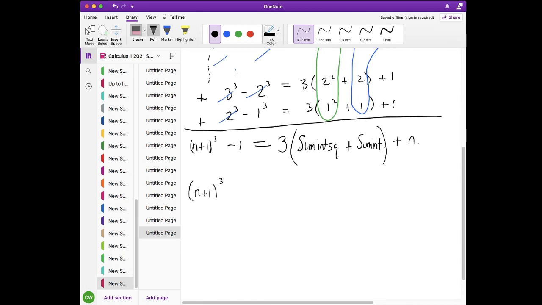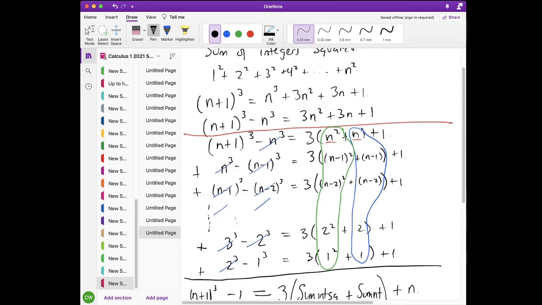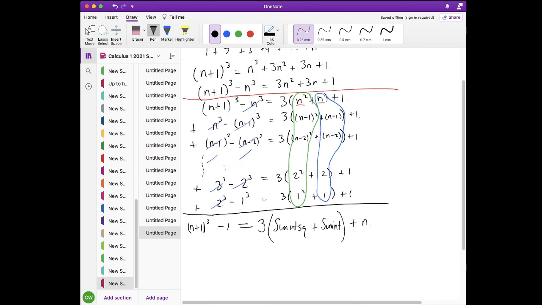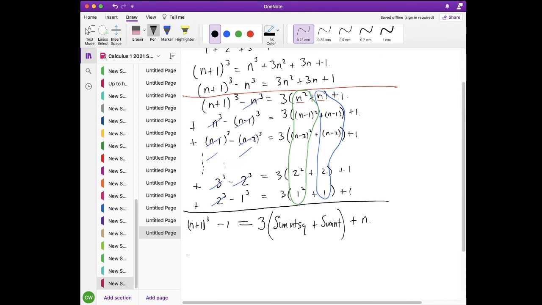So let's actually just expand this out. We did this one up here. It's n cubed plus 3n squared plus 3n. We have a minus 1 and a plus 1, so that's it. So 3 times the thing we want, the sum of integers squared. And we already solved for the sum of integers. That was n times n plus 1 over 2.